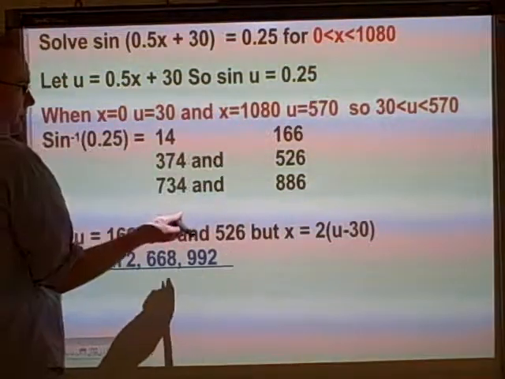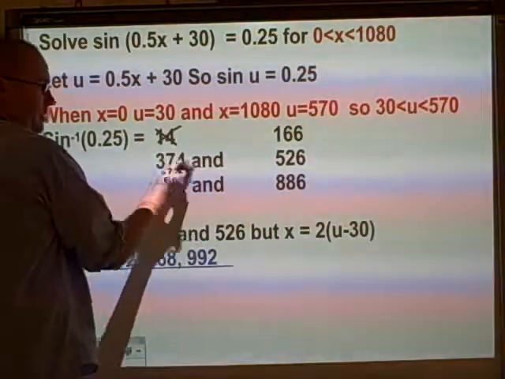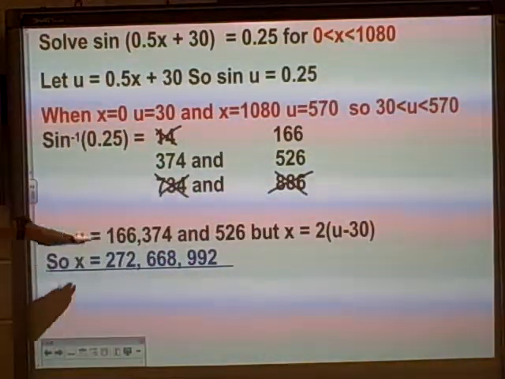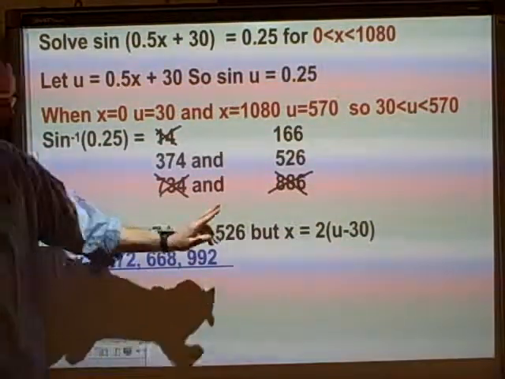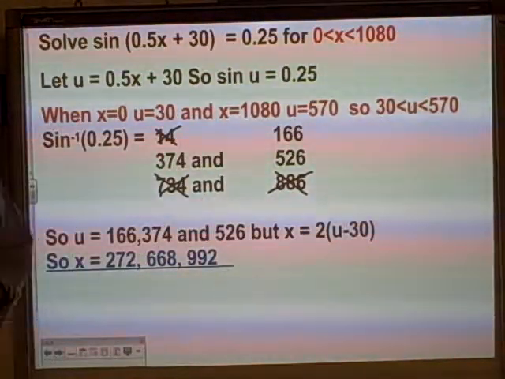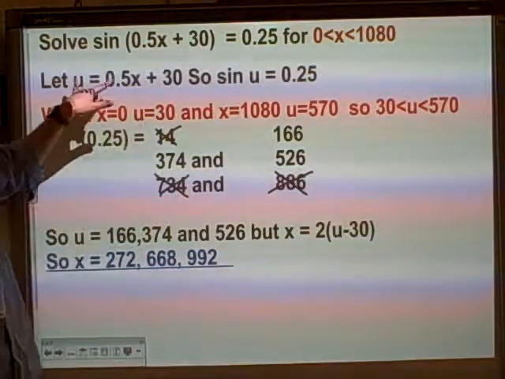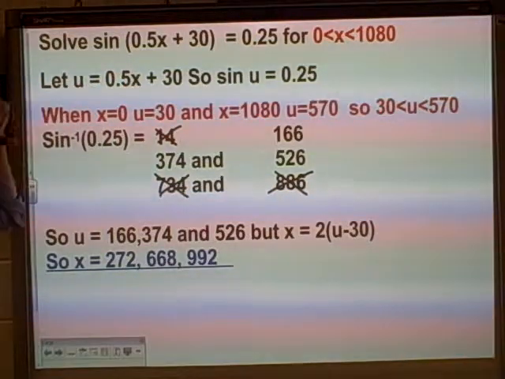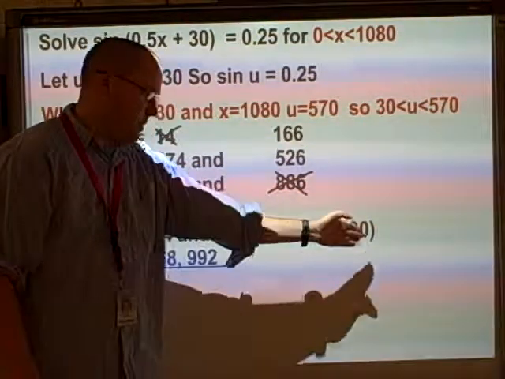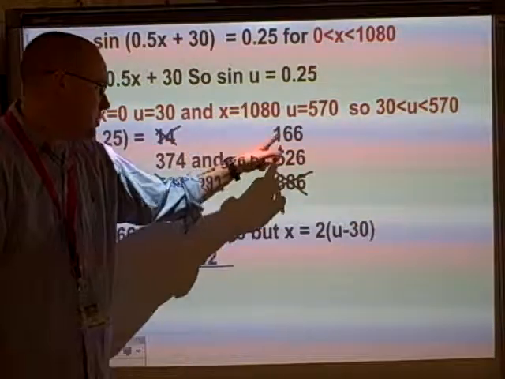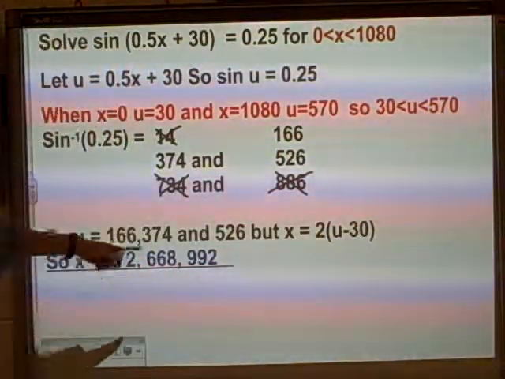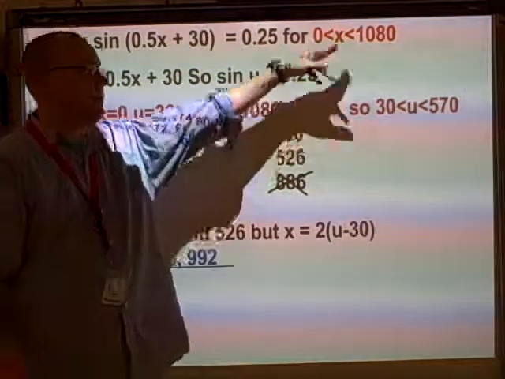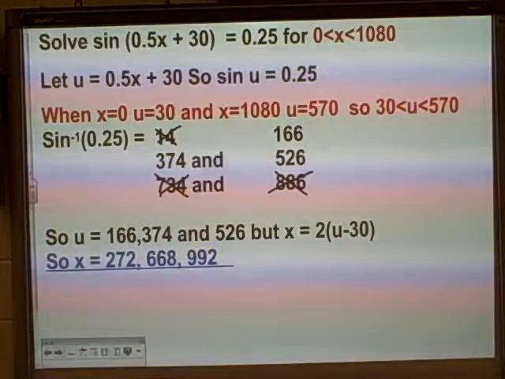So let's look which ones are between 30 and 570. So that one certainly isn't. That one looks good, that one's not, and that one's not either. So our answers are 166, 374, and 526. But these are u values. So if we go back and substitute into the original equation, or if we solve this for x, so subtract 30 from both sides, divide by half, dividing by half is the same as times it by 2, then we can find out what x equals. Plug each of these u values into this formula, and we end up with our appropriate x values. As a final check at the end of the question, just make sure that these three values are indeed between 0 and 1,080.